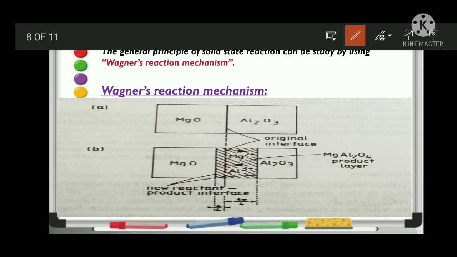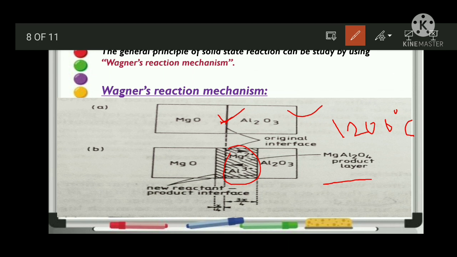Then as we apply a sufficient amount of heat, nearly about 1200 degrees Celsius, the reaction starts to take place between these two solids. At the start, an interface is formed between magnesium oxide and aluminium trioxide. This is the interface of the product, and the product formed is magnesium aluminium oxide.